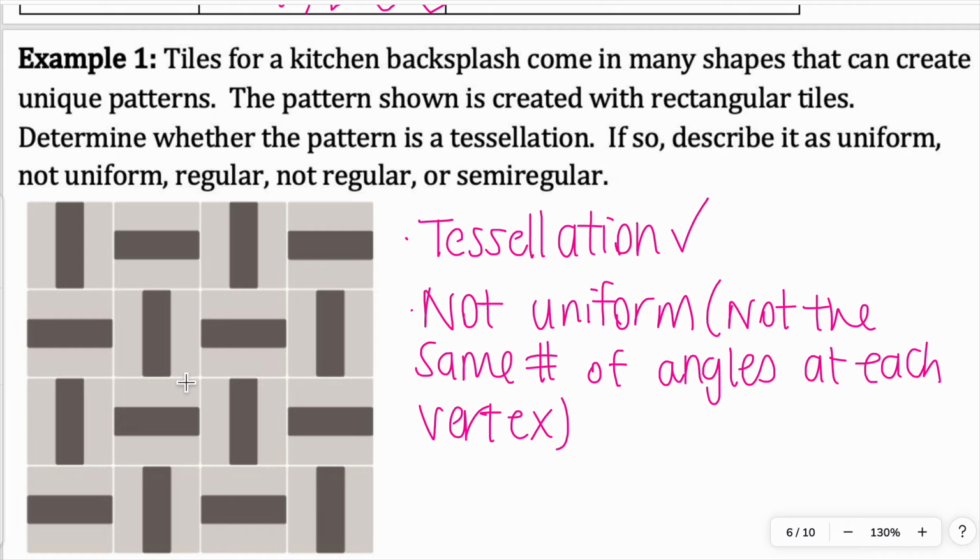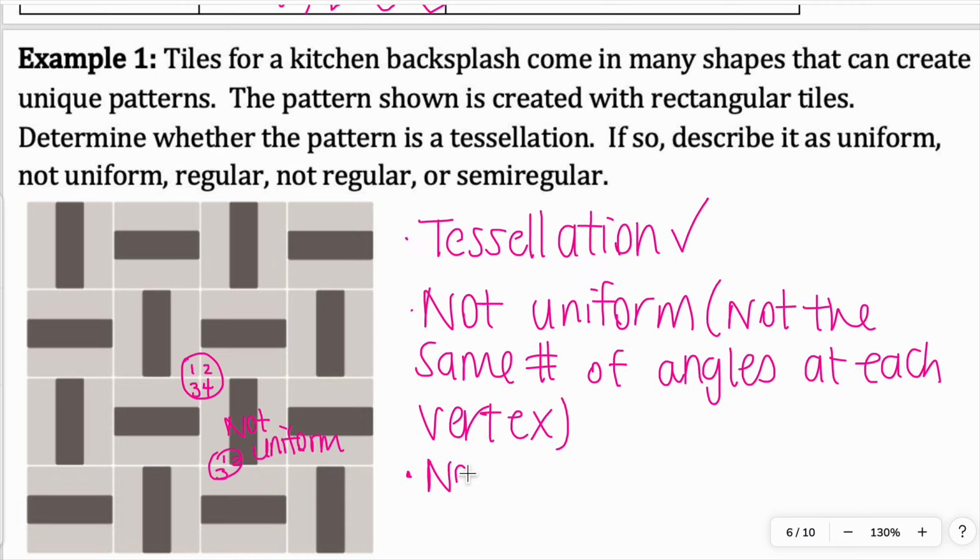So for instance, this vertex has 4 angles, 1, 2, 3, 4. But then maybe if we look at this vertex where we have some rectangles coming together, we only have 1, 2, and 3 angles, okay? So that's our not uniform piece. Uniform would probably just mean like copy and paste, you're not rotating anything.